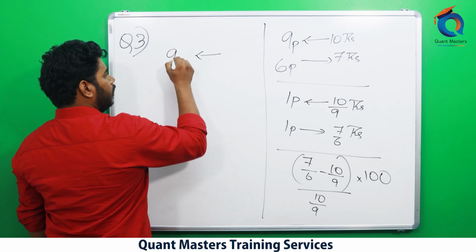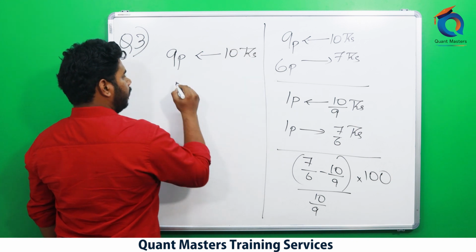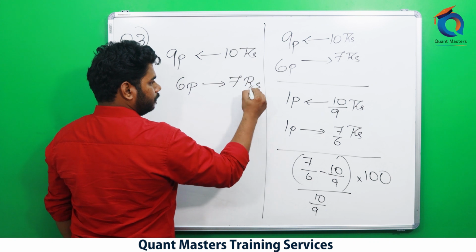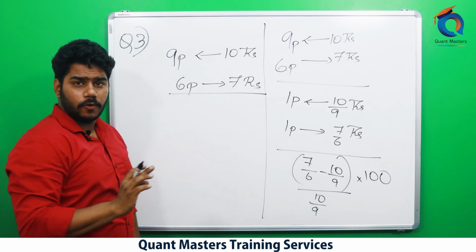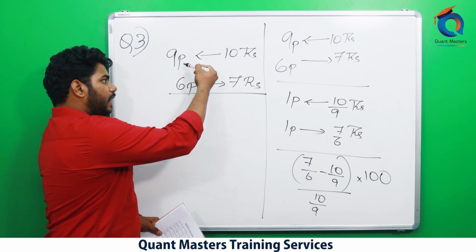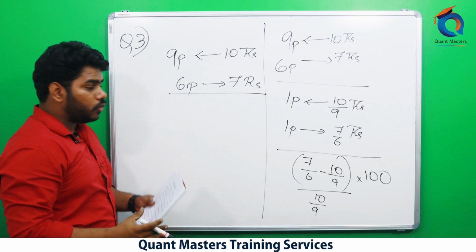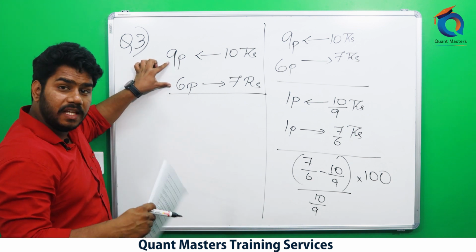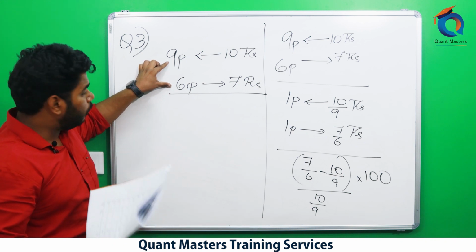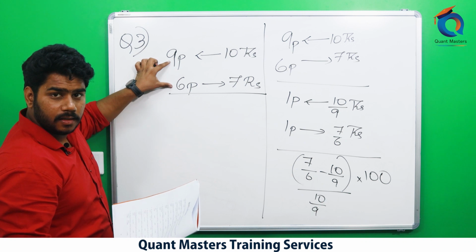I am buying 9 pens at 10 rupees and I am selling 6 pens at 7 rupees. People, the simplest way to solve this problem is this way. Here I am buying 9 pens and here I am selling 6 pens. So what we should do is make the number of pens equal. Equal means common, common means common multiple. We want to find the LCM of 6 and 9. People, what is the LCM of 6 and 9?